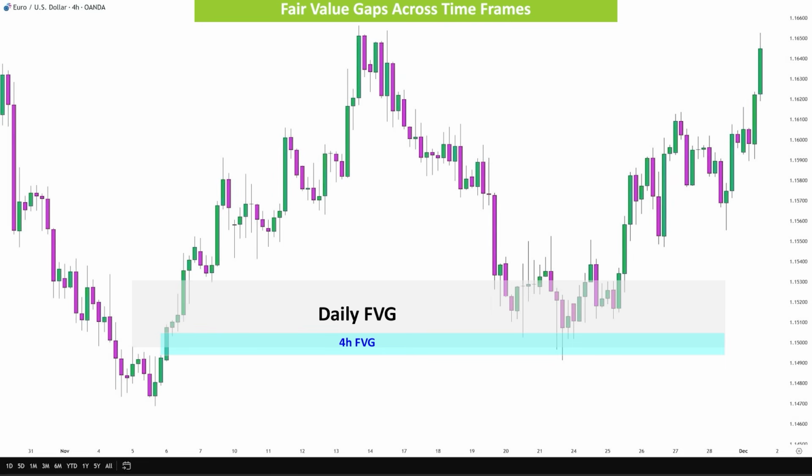Now, before we decide which fair value gap is actually worth trading, we need to step back for a moment and understand what is really driving price into these areas. Because fair value gaps do not work in isolation. Price does not move randomly from one zone to another. It moves with a purpose, and that purpose is liquidity. So, to make better decisions and avoid low-quality setups, we first need to understand how liquidity behaves in real market conditions and how smart money interacts with it.